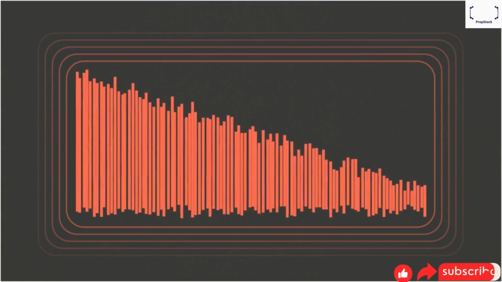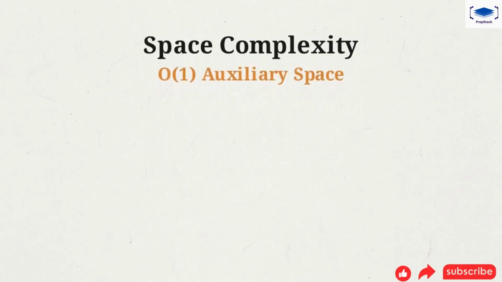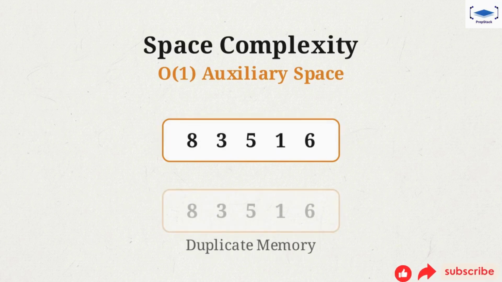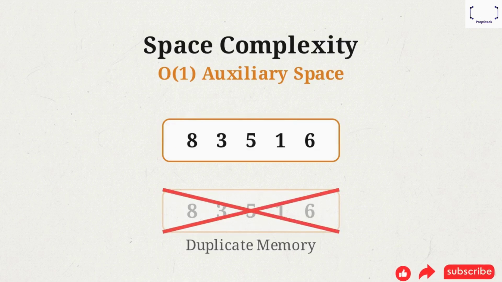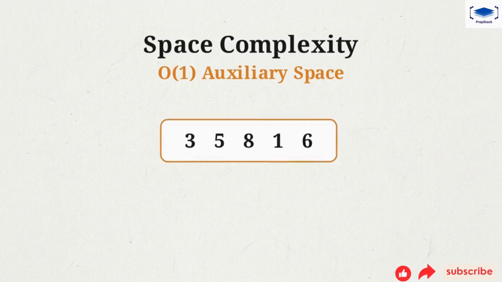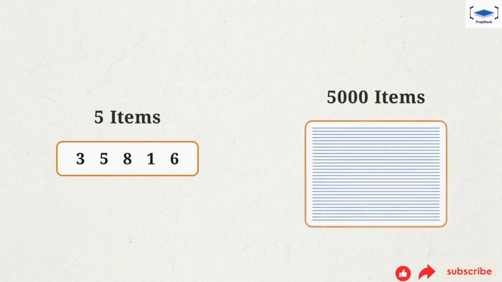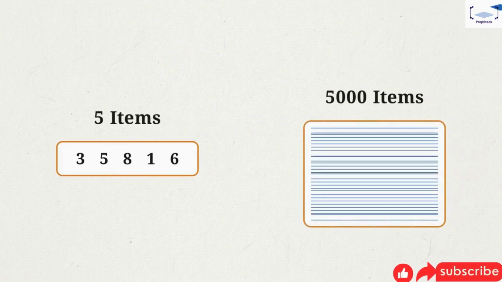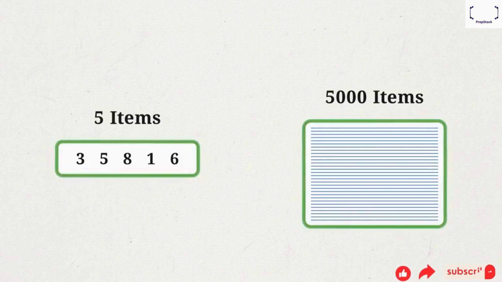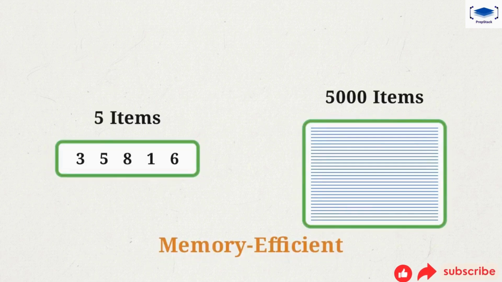We also look at space complexity, or how much extra digital memory the computer needs to get the job done. Some methods need to create entire duplicate lists to finish the sort, which eats up storage. Insertion sort does all its work within the original list. Whether you are sorting 5 items or 5,000, the amount of extra room the computer needs stays exactly the same. This makes it an incredibly memory-efficient tool.